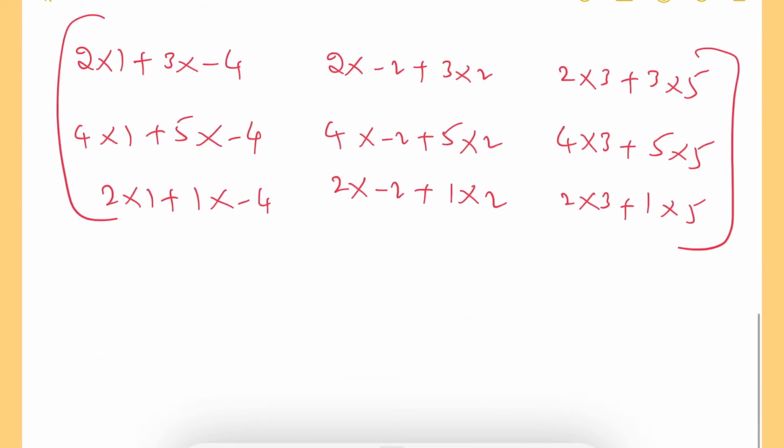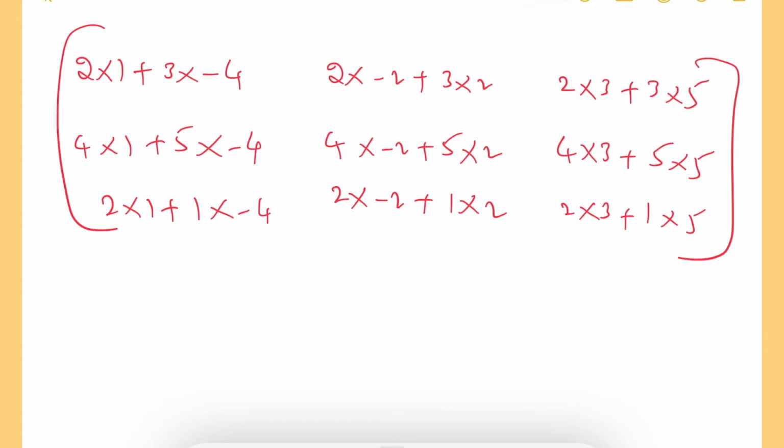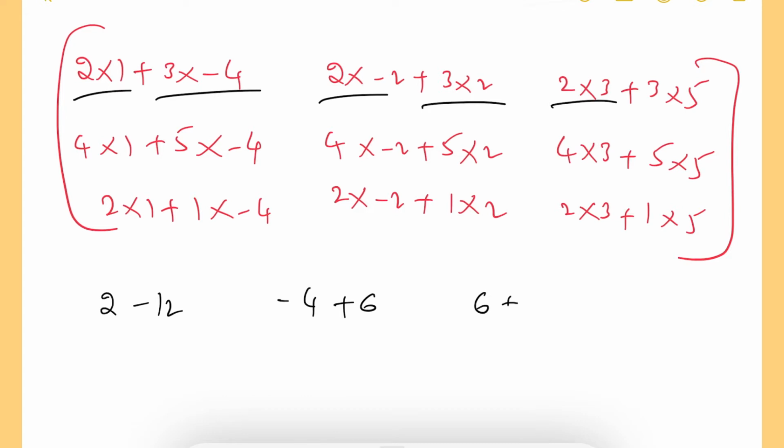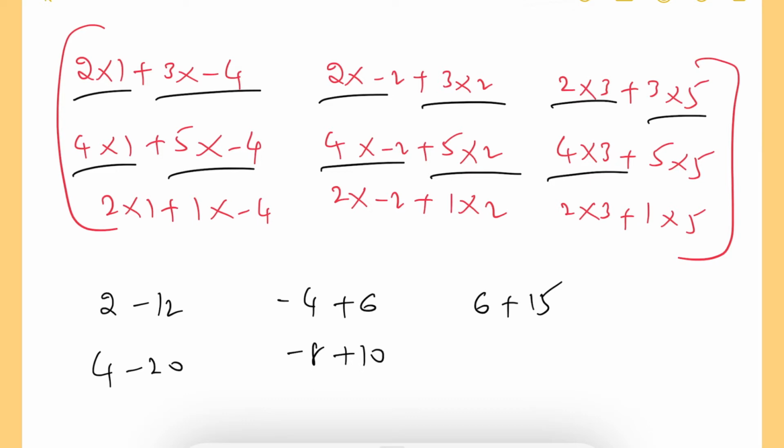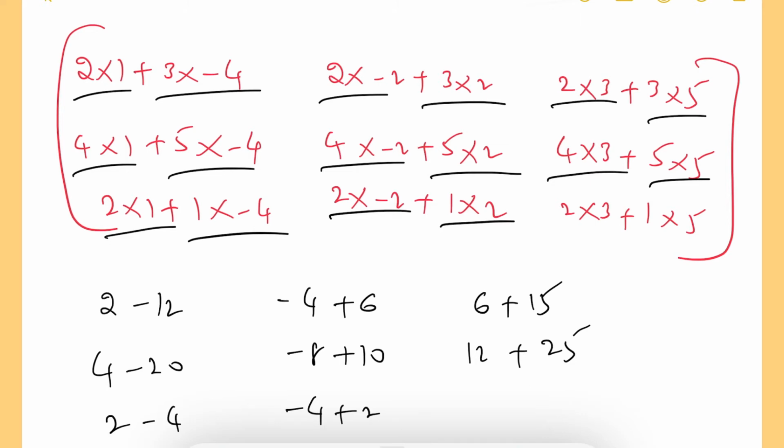Okay, if you simplify this all. 2 into 1, 2. 3 into minus 4, minus 12. 2 into minus 2, minus 4. Plus 3 into 2, 6. 2 into 3, 6. Plus 3 5s are 15. 4 1s are 4. 5 into minus 4, minus 20. 4 into minus 2, minus 8. 5 2s are 10. 4 into 3, 12. Plus 5 5s are 25. 2 1s are 2. 1 into minus 4, minus 4. 2 into minus 2, minus 4. 1 2s are 2. 2 3s are 6. Plus 1 5s are 5.